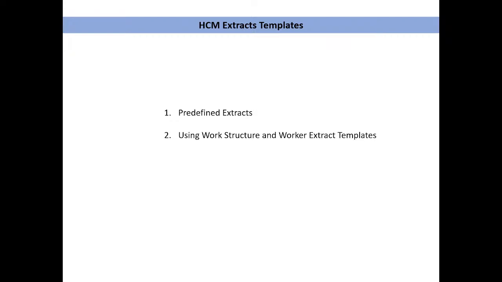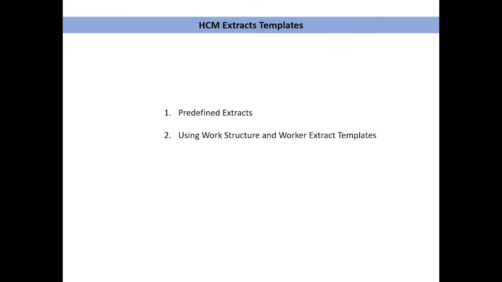The work structure extract generates details of business unit, legal entities, department, grade, job, location and position, while the worker extract generates details of a person: name, phones, email, national identifier, address, legislative data group, accruals, absence, work relation, work term, assignment, work measure, supervisor and the salary.